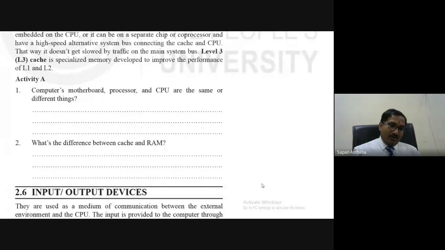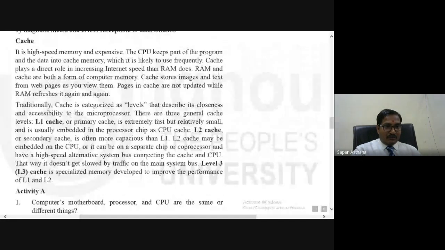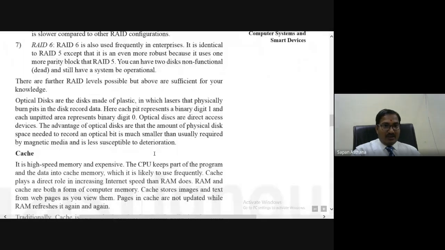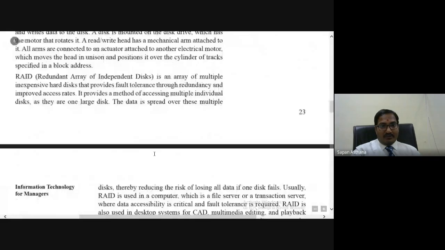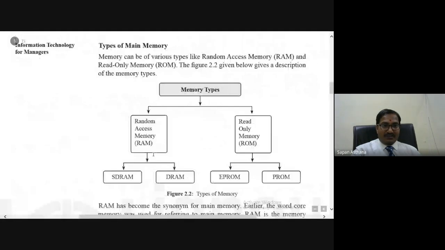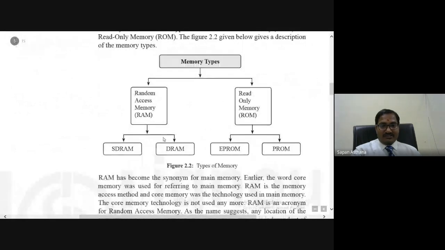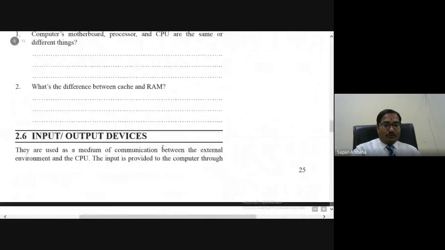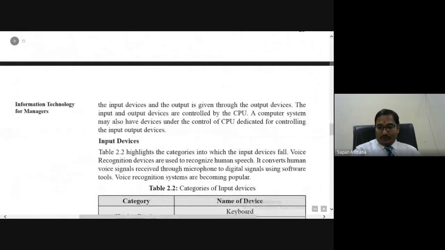Good. The second one is the difference between cache and RAM. Cache, you can see here, is high speed memory and expensive. And RAM, you have already seen above: RAM, random access memory.